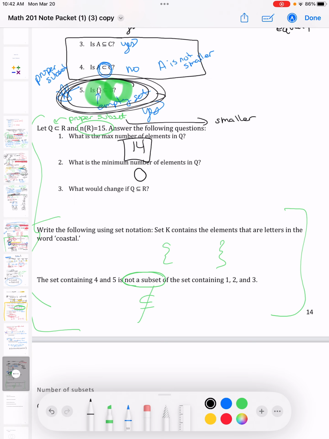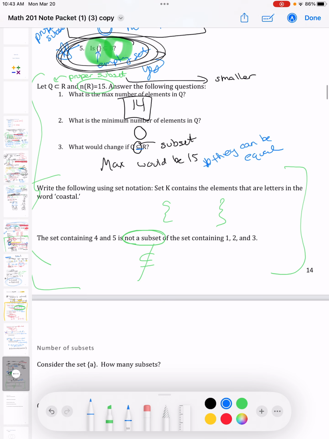Now, if I changed my symbol, that would change me from a proper subset to a regular subset. What that would do is my max would now be 15, because now they can be equal. They couldn't be equal before. When they were a proper subset, they could not be equal. When it is a regular subset, we put that equal sign at the bottom, so we can be equal. The minimum is still 0. The minimum is always going to be 0 because we can have that empty set.